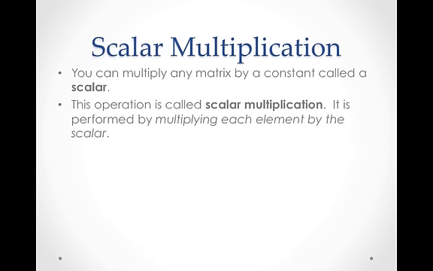All right, scalar multiplication. We're going to learn about matrix multiplication in just a minute, but right now we're going to talk about scalar multiplication. You can multiply any matrix by a constant called a scalar. It's just another word for the constants that we're using. This operation is called scalar multiplication. It is performed by multiplying each element by the scalar.